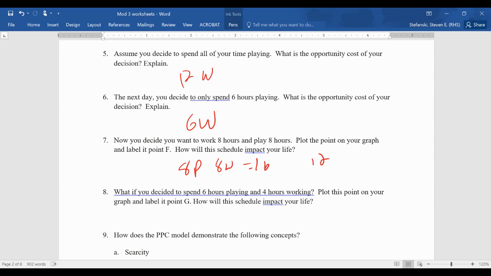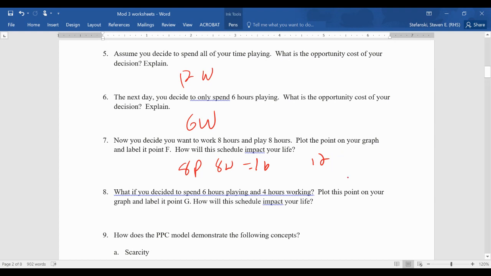You can't do that, right? Because you have other commitments for 12 hours, so it's not possible. You can't be there. It's unattainable, right? Then number 8 says, what if you decide to spend 6 hours of playing and 4 hours of work? Plot that point and name that G.